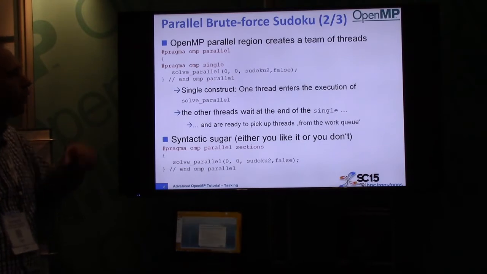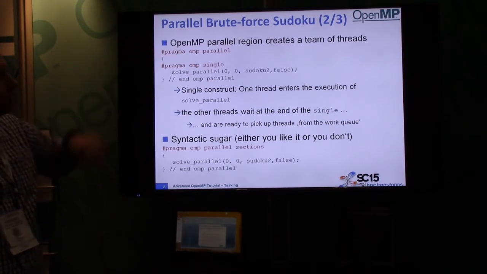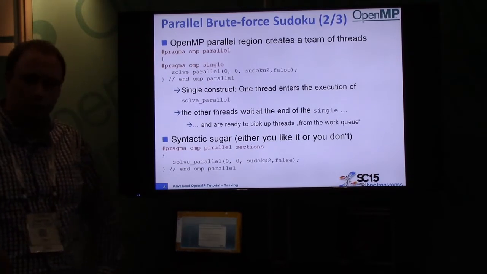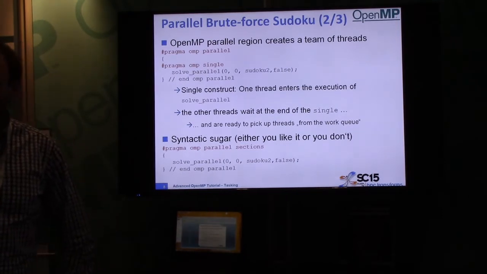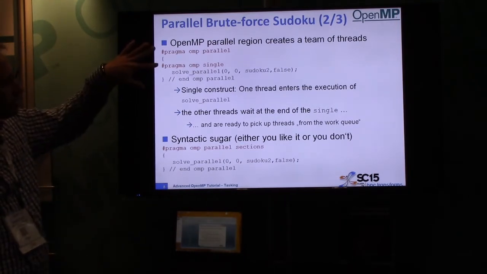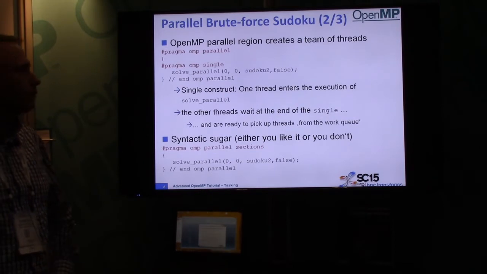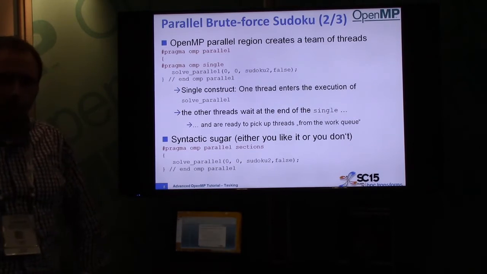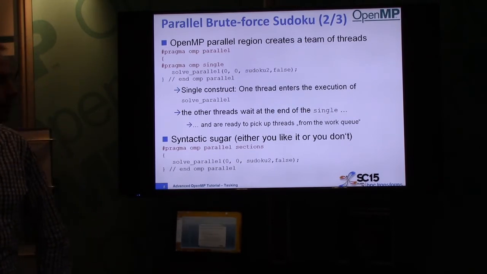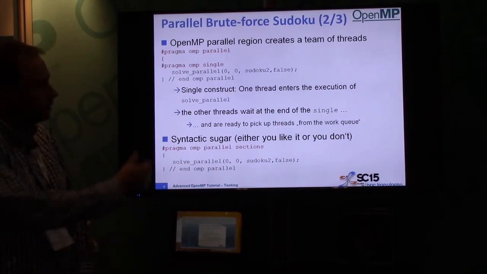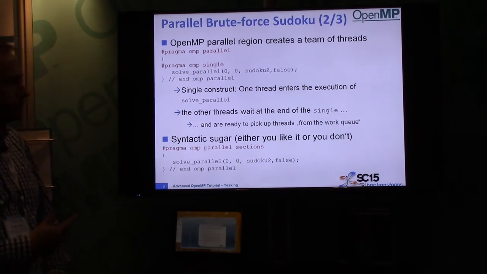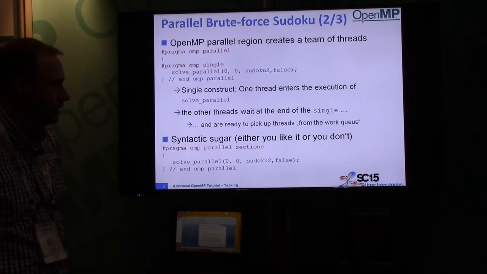It's actually not really long. So here's a parallel single, and that only consists of the one call to start the recursive algorithm. All the other threads, as I said, will jump around and wait at the end of the barrier before the parallel and will just work on the tasks that are enqueued into the task queue. The solve parallel is a recursive algorithm, and the sketch of the code is shown on the next slide.